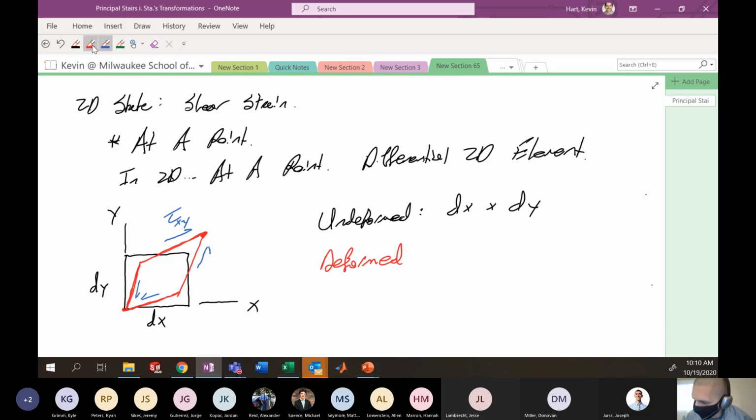Well, let's define some additional things here. This dimension here that has been formed, we typically will call little delta y. And this distance which is formed here we'll call little delta x.